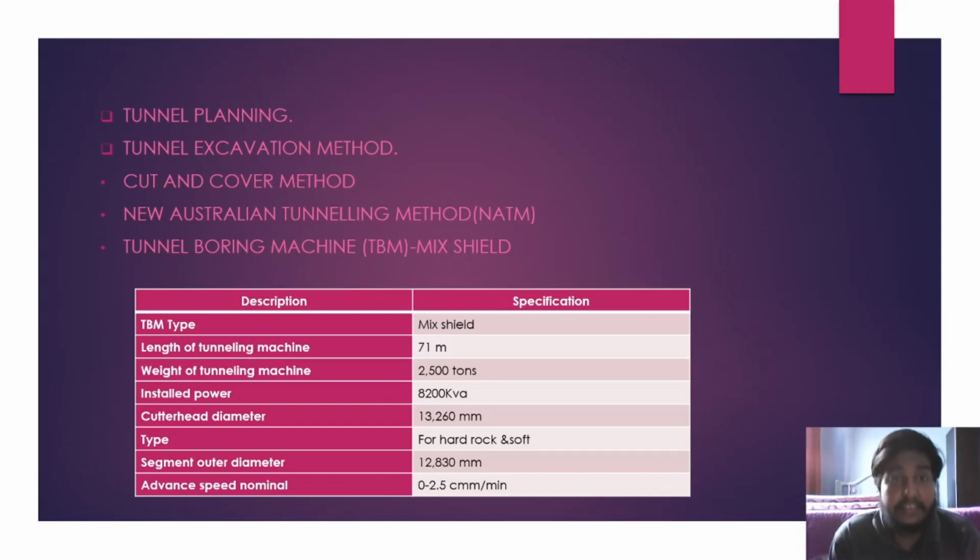Next is the tunnel boring machine, which is known as TBM. There are three types of TBM: open face TBM, earth pressure balance machine, generally used for boring in loose soil, and the third one is mixed shield TBM, for hard material interfacing with loose soil.